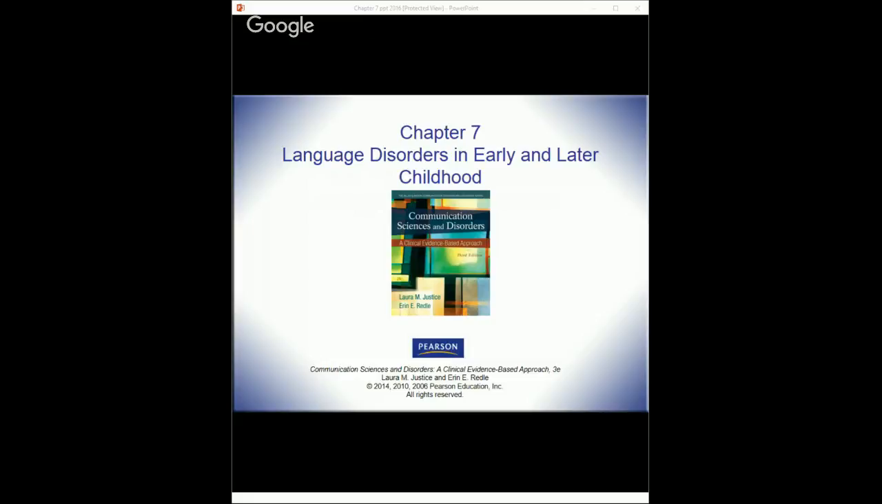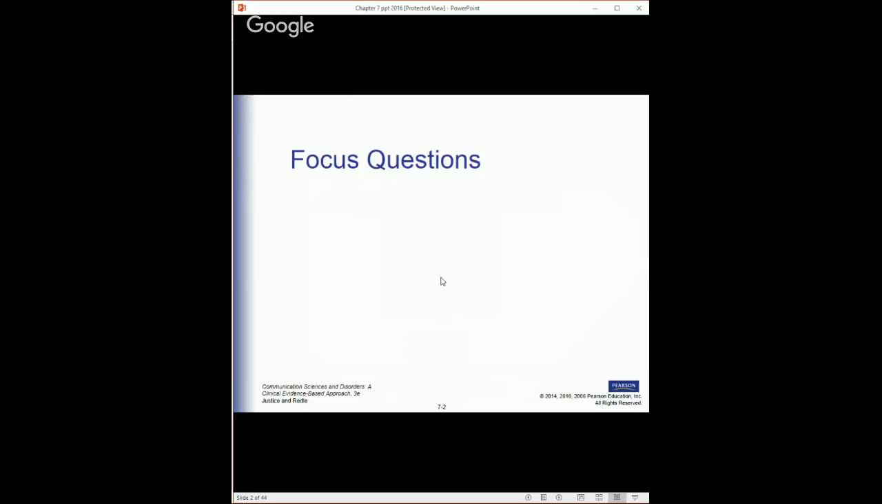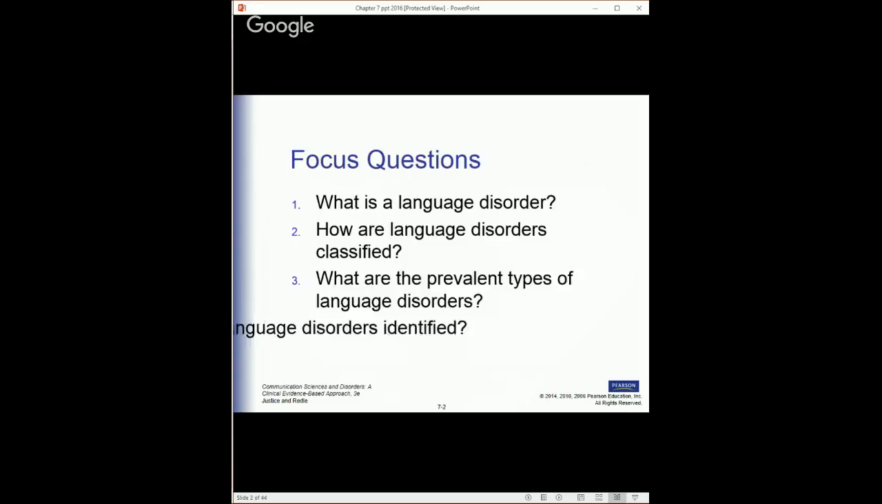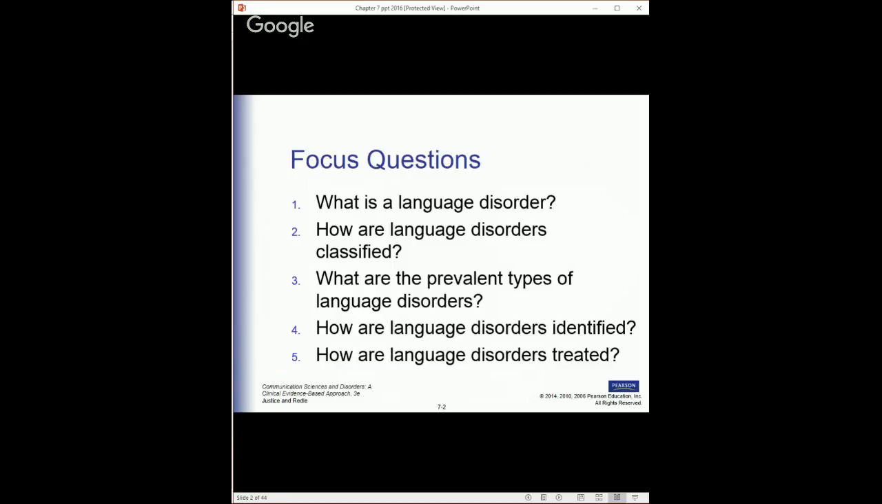Welcome to Chapter 7, Language Disorders in Early and Later Childhood. Our focus questions for this chapter are: what is a language disorder? How are language disorders classified? What are the prevalent types of language disorders? How are language disorders identified? And how are language disorders treated? We'll look a little closer at all of the answers to those questions as we discuss this chapter.